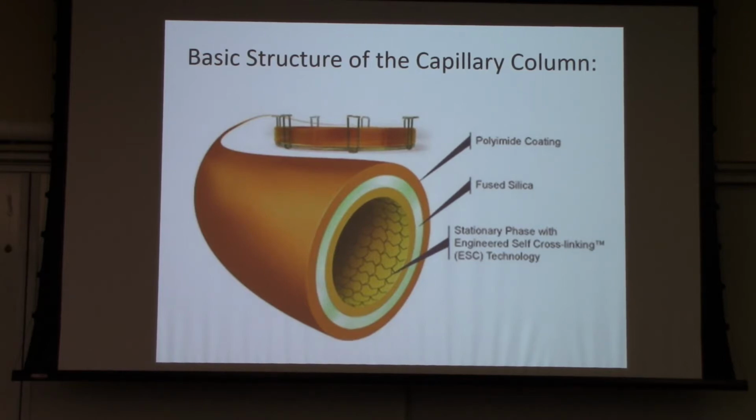These columns are very thin, very small in terms of diameter, and we can have a 20 feet or 30 feet long column coiled up. Once you put the sample in there, the sample will travel the entire length of the column, resulting in a separation.